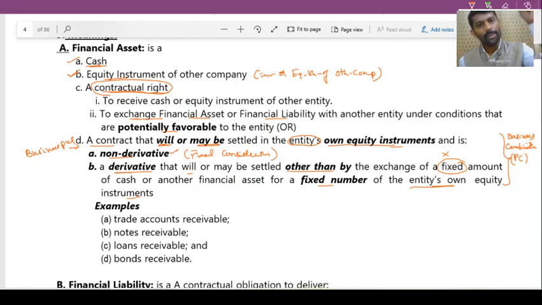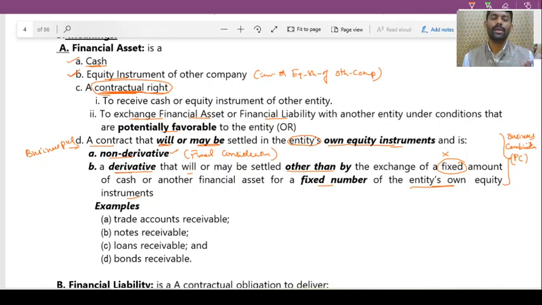If you have made an investment in equity shares of another entity, a physical investment, that is also a financial asset. Correct? Then here a contract is there. It is not physical. It's a contract to receive cash or an equity instrument of another entity. That is also a financial asset. A contract is there to exchange financial assets or liabilities, to settle a liability or exchange between one entity and another, at potentially favorable conditions. That contract is also a financial asset because it starts with a contract. Correct?